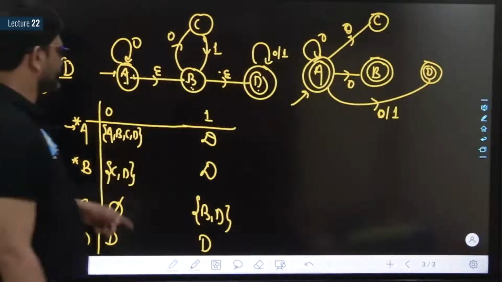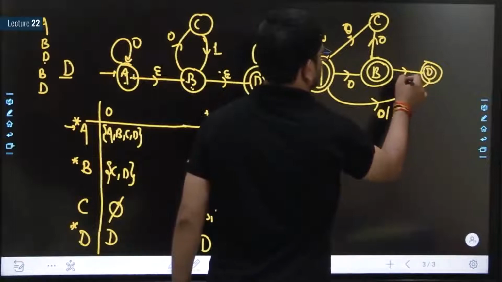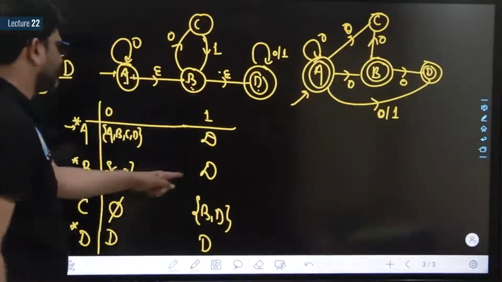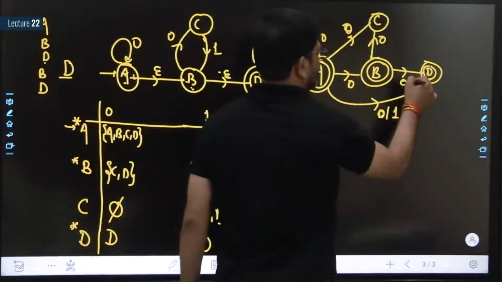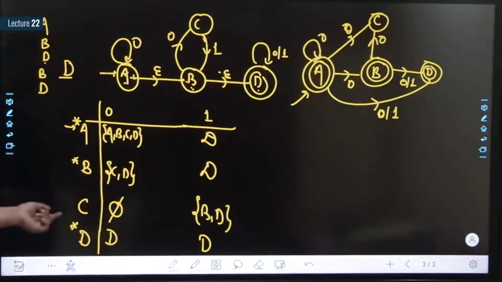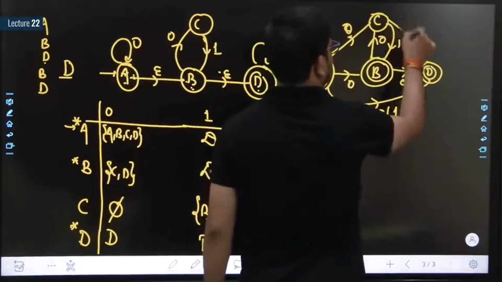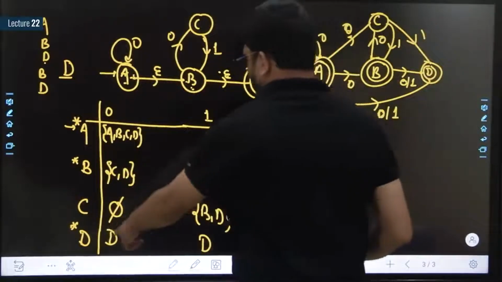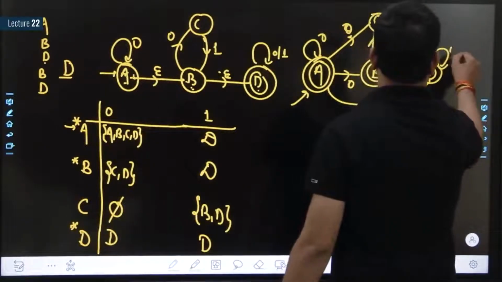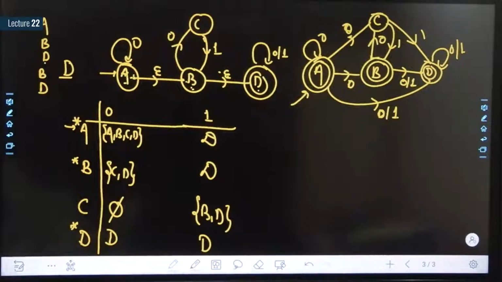B on 0, C D. B on 1, D. C on 0, there is no transition. C on 1, B and D. D on 0, D. D on 1, D. This is the NFA equivalent to the given epsilon NFA. Clear?